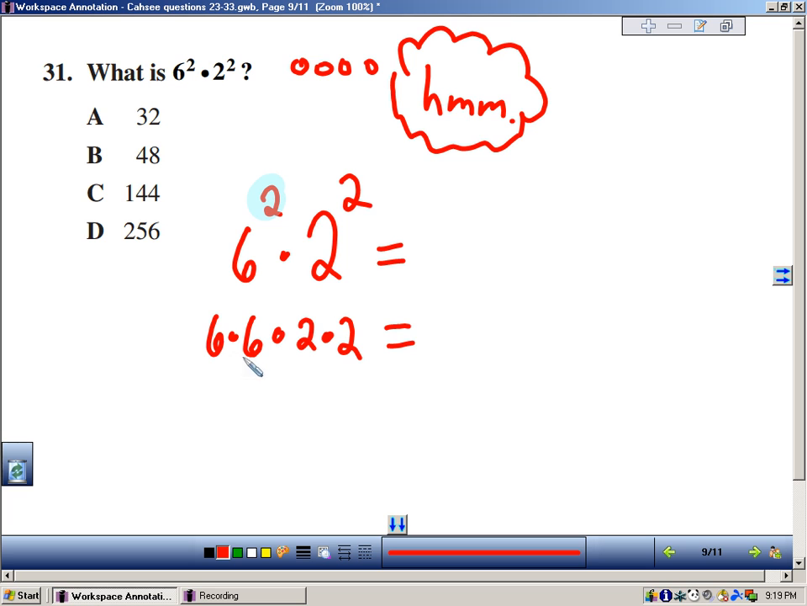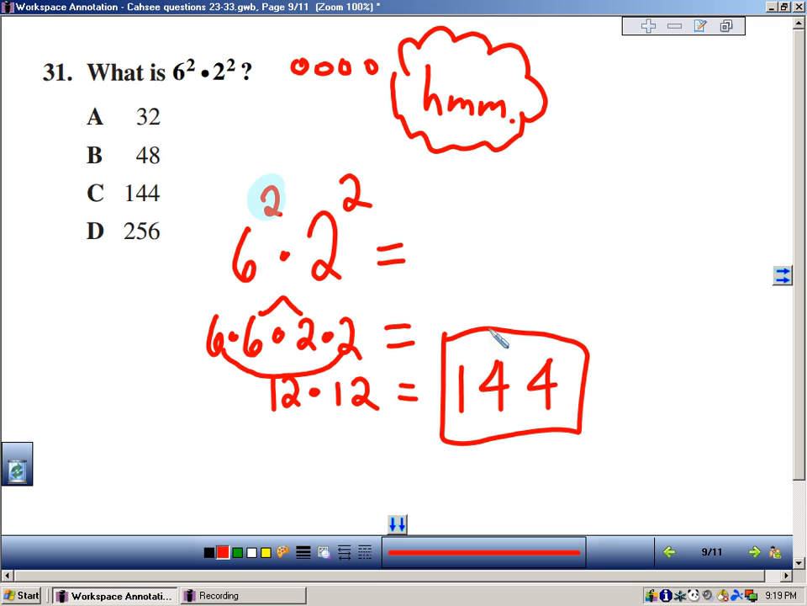So I'm just going to get clever here because it's easier for me to do this. But what's 6 times 2? It's 12. And what's over here? 6 times 2? It's 12. And 12 times 12 is 144. So yeah, you can multiply in any order you want. I chose the inside and the outside. It ended up at 144.